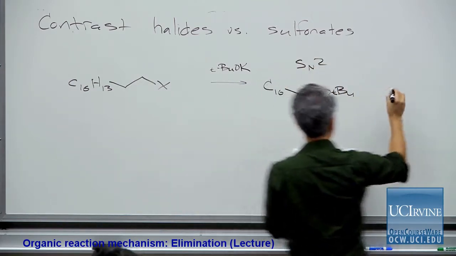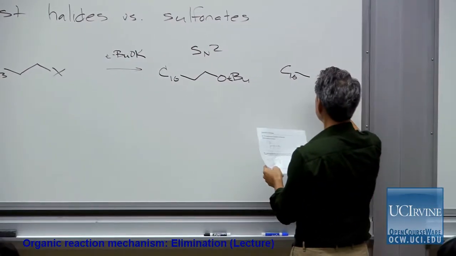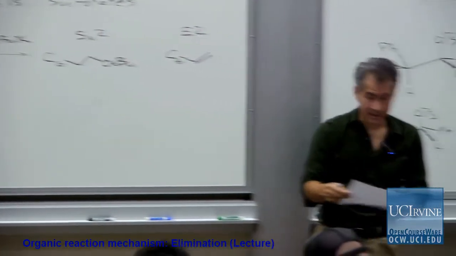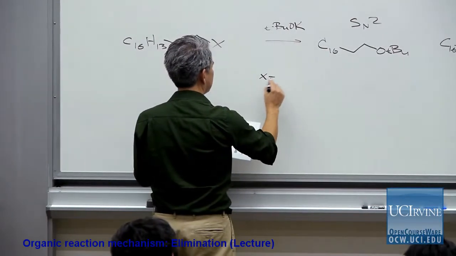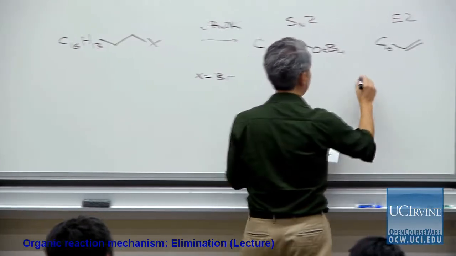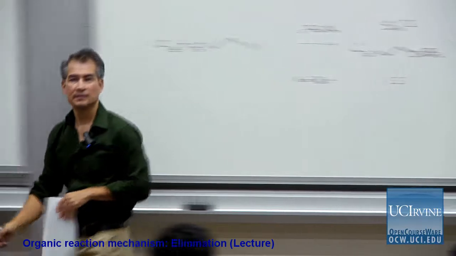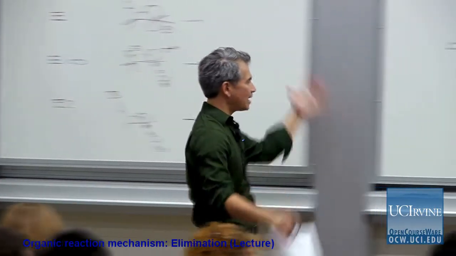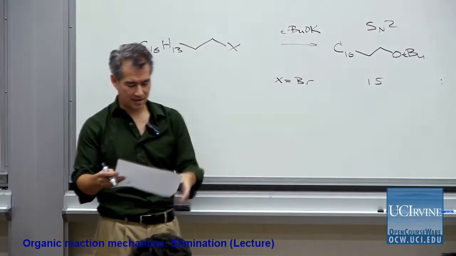So SN2 substitution, and I'm not going to draw the whole formula there, I'll just write C16 versus E2, two competitive reaction pathways. So if you throw in potassium t-butoxide with this, and X is equal to bromide, you don't get a whole lot of SN2 substitution here. It's mostly an elimination. And of course, that's volatile. It comes off. You never see it. It's like, gee, my reaction looked so clean. Well, maybe it's not so volatile with C16, but this is a common issue.